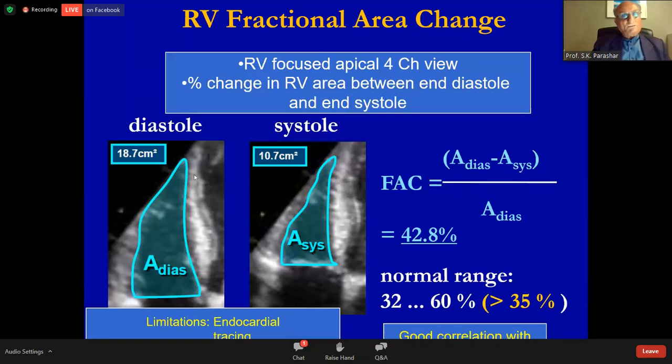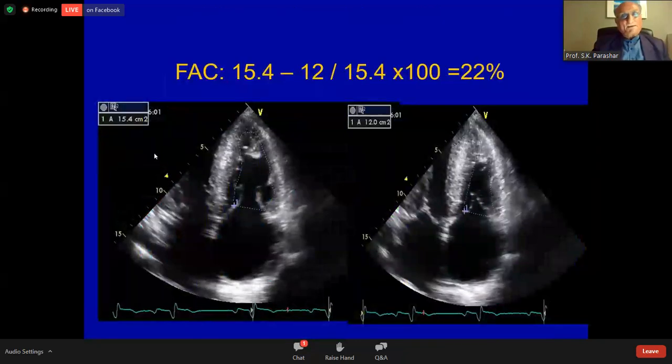The point to note is that trabeculations and papillary muscle should be excluded from the RV cavity. We have seen that in most situations we are using a focus view, and hence this is a very important view to be taken. This was one of our cases where there was a marked RV dysfunction and the value was only about 22% or so.